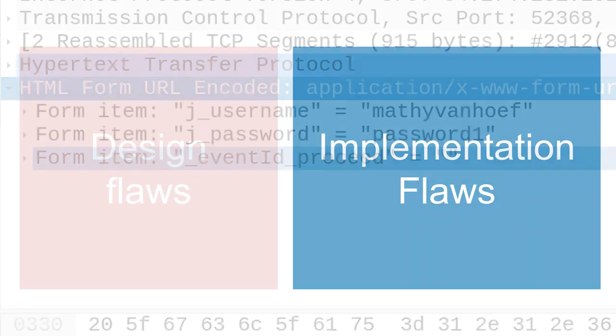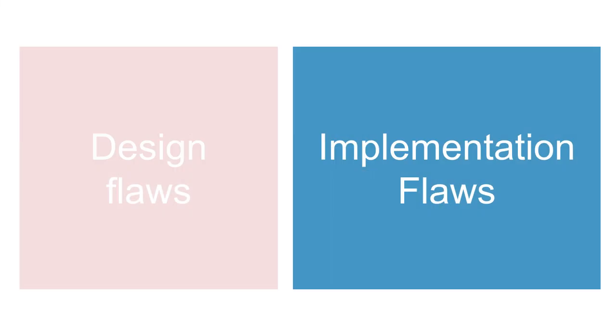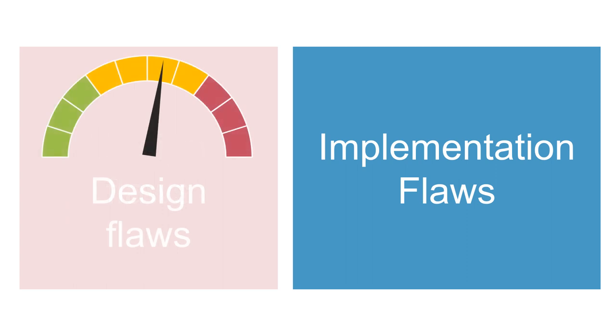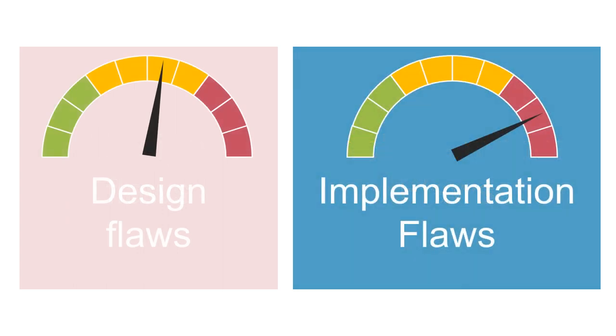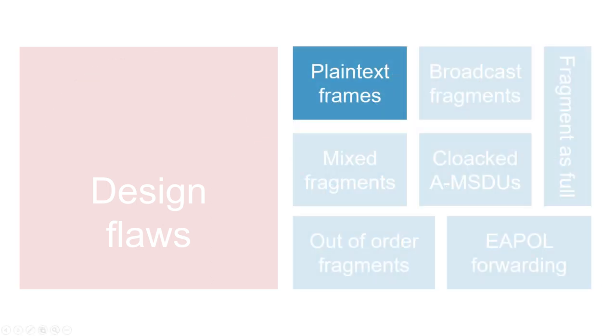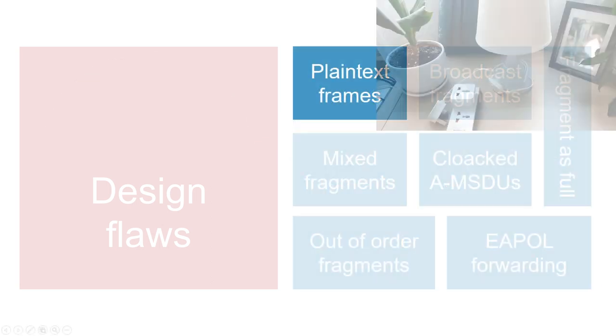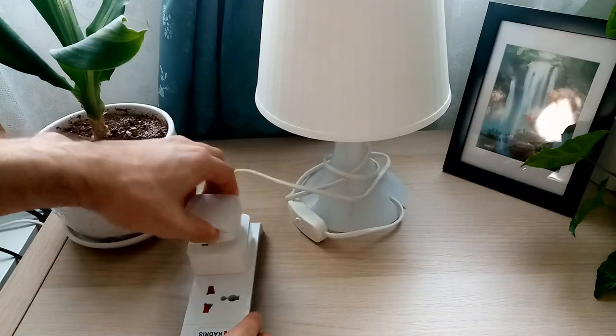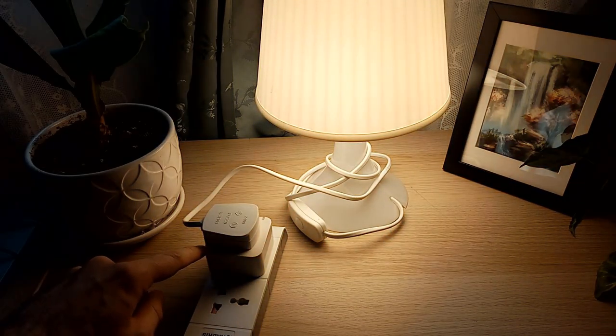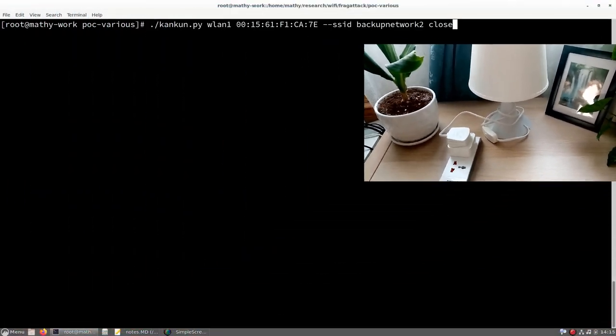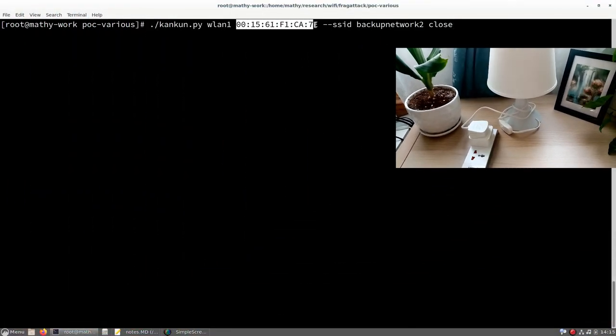I also discovered widespread implementation flaws. These are more concerning because the design flaws can be tricky to exploit, while the implementation flaws are trivial to exploit. As an example, I will abuse a plaintext injection flaw in an access point to remotely turn on and off a power socket. This power socket can be manually turned on and off, but can also be controlled over Wi-Fi. As an attacker, we can detect such power sockets based on their MAC address.